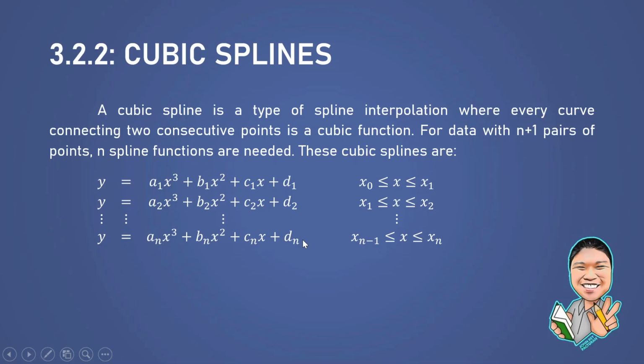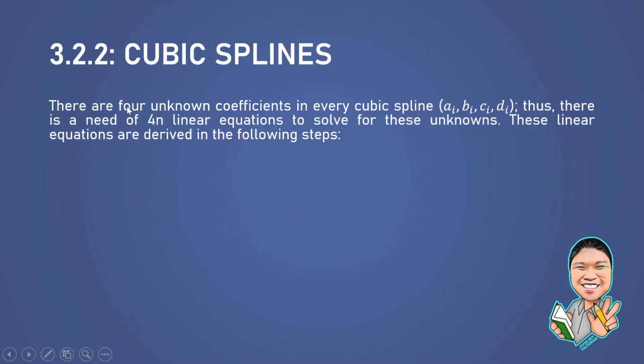So in this case, for every interval, may apat na unknown tayo, a, b, c, and d. Kaya, according dito, there are 4 unknown coefficients in every cubic spline. Thus, there is a need for 4n linear equations to solve for these unknowns. So, kung sa quadratic, 3n lang. So, kung ang n natin is 3, 9 equations na yung unknown. Ngayon, kung same na example lang sasagutan natin, mangangailangan na tayo ng 12 na equations.